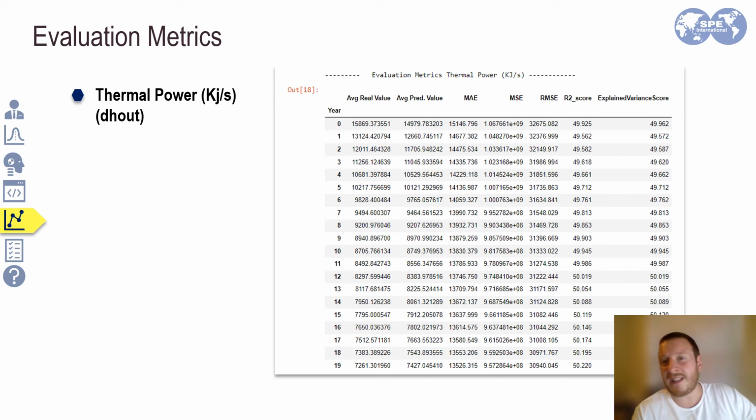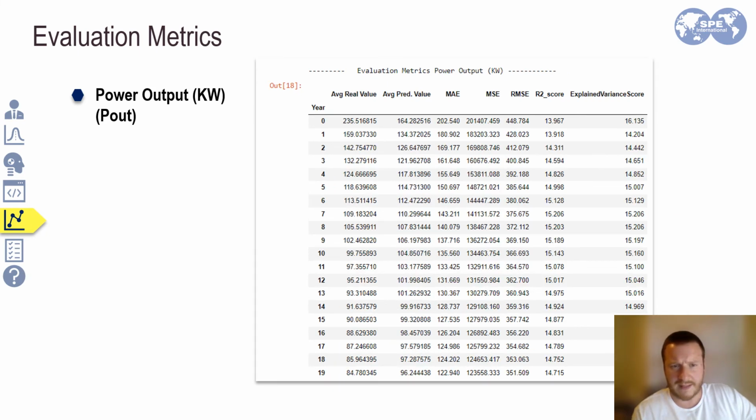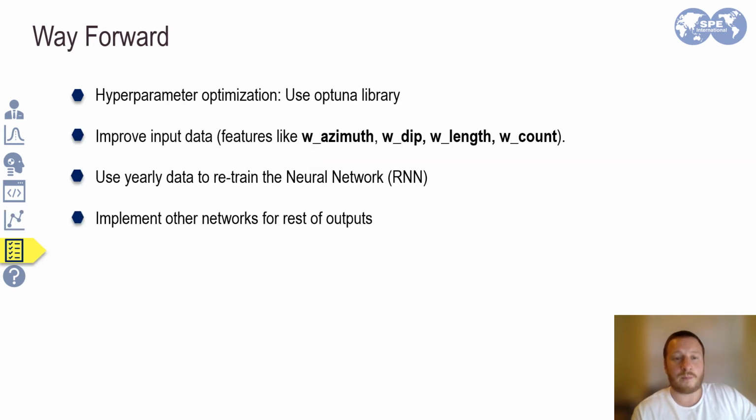After obtaining these results, we think we could definitely improve them with further analysis and a way forward. This is power output right here. As you can see here, all the evaluation metrics that we made. The way forward is to improve all these models.